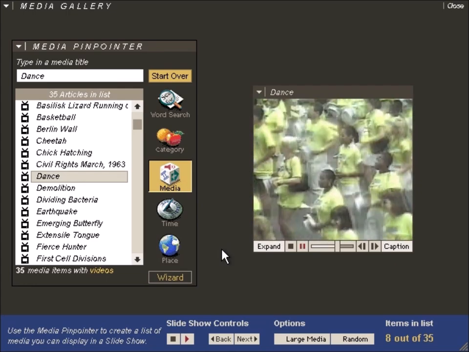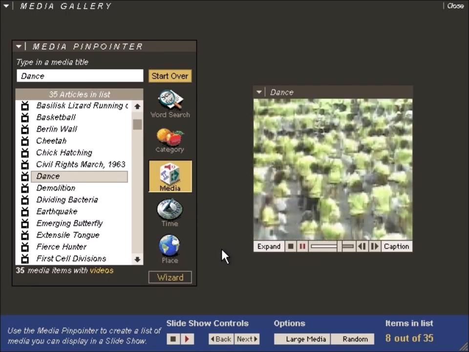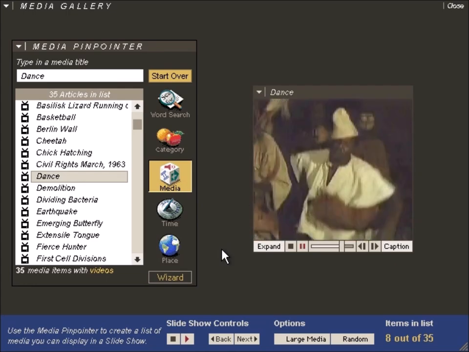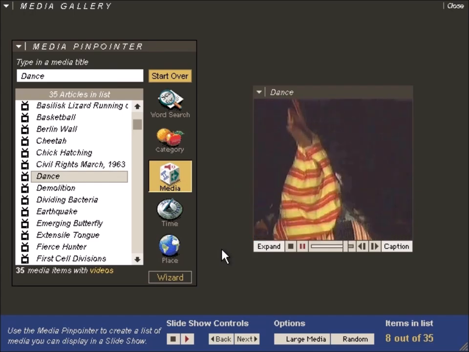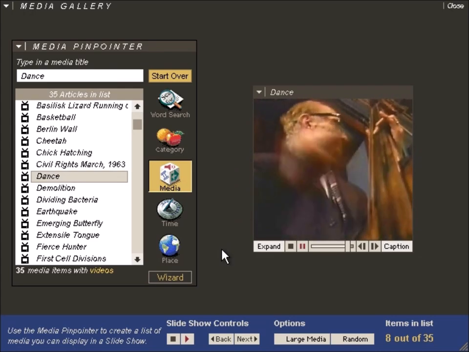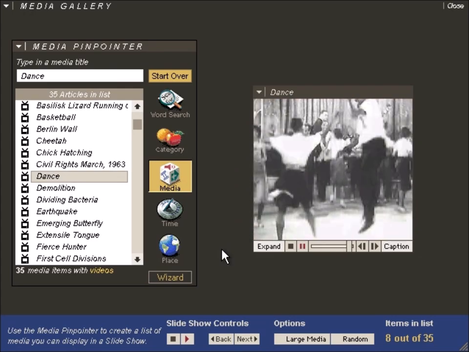Some dances are performed for an audience, while others are more for people who want to participate. Throughout history, people have used dance for many purposes, such as entertainment, recreation, courtship, and celebration.